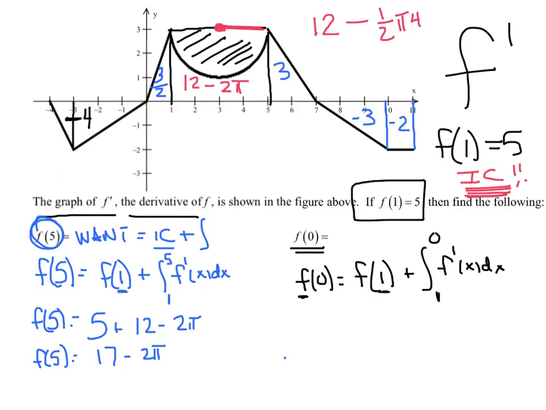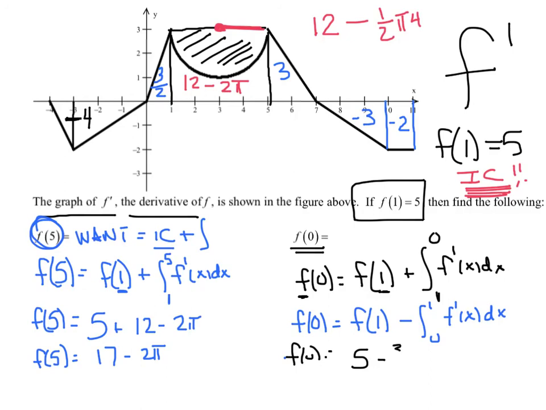Okay. All right, now, do you see a bear trap? I hope you notice right away that those bounds are backwards. So I'm going to say f of 0 equals f of 1, and if I want to switch them, that's fine, I just have to throw a negative in front, 0 to 1 of f prime of x dx. So just be careful on those little bear traps. All right, so f of 0 equals, we know f of 1 is 5, minus the integral from 0 to 1. If I look at that picture, I'm going to say 5 minus 3/2. I'm really going to call 5 10/2, and 10/2 minus 3/2 gets me 7/2.